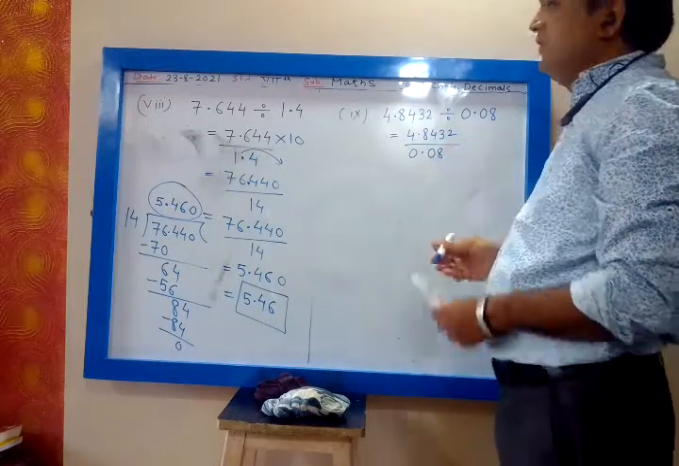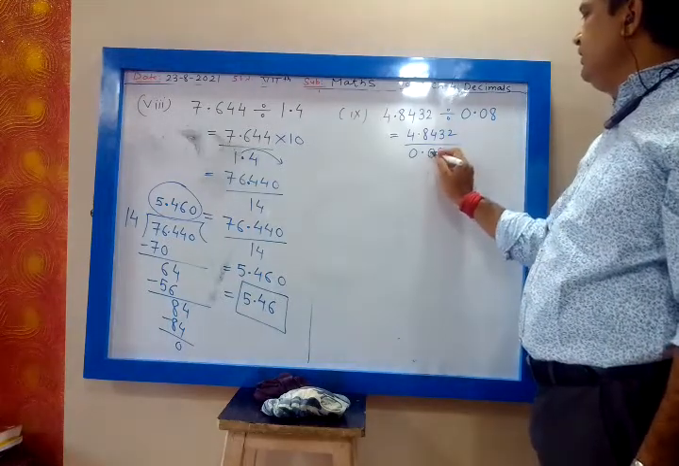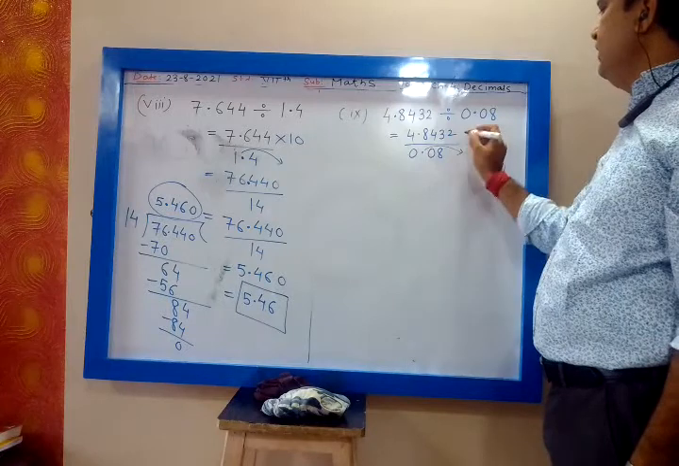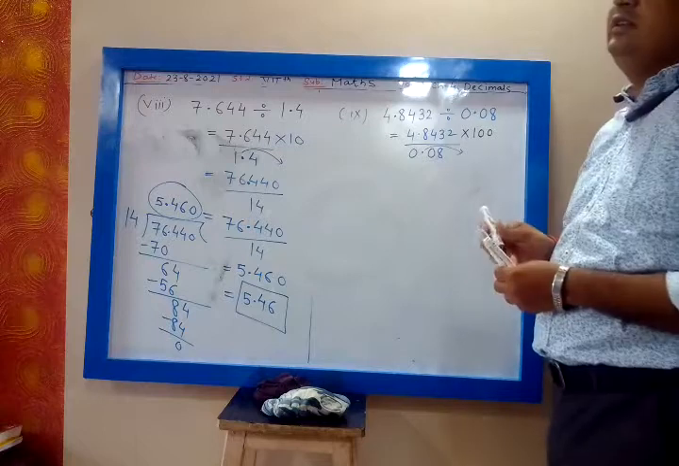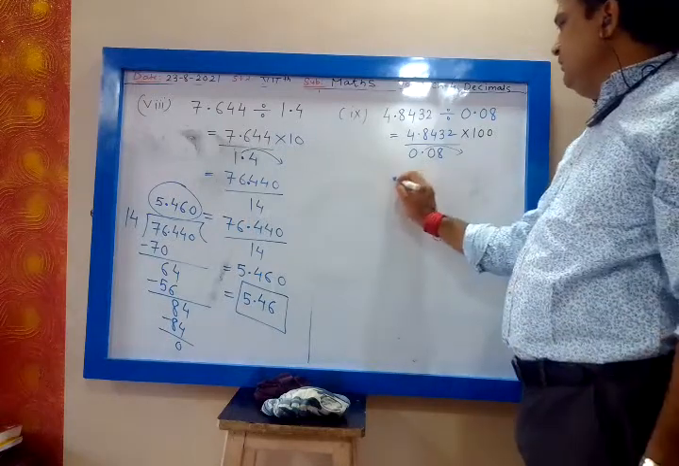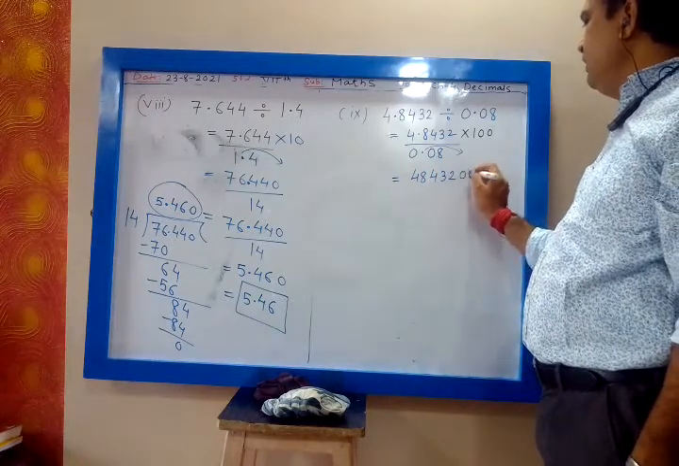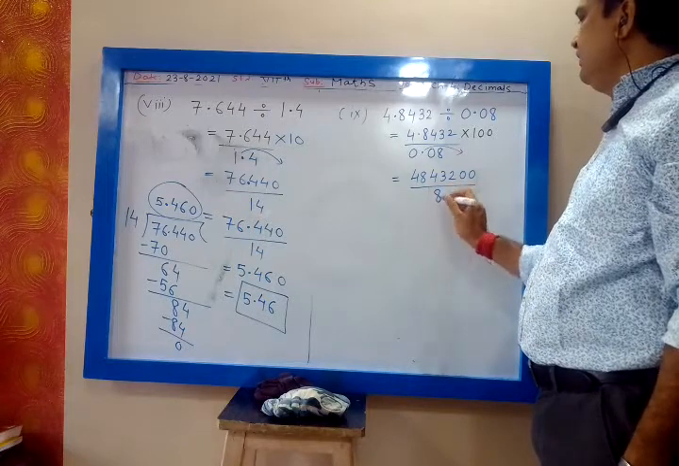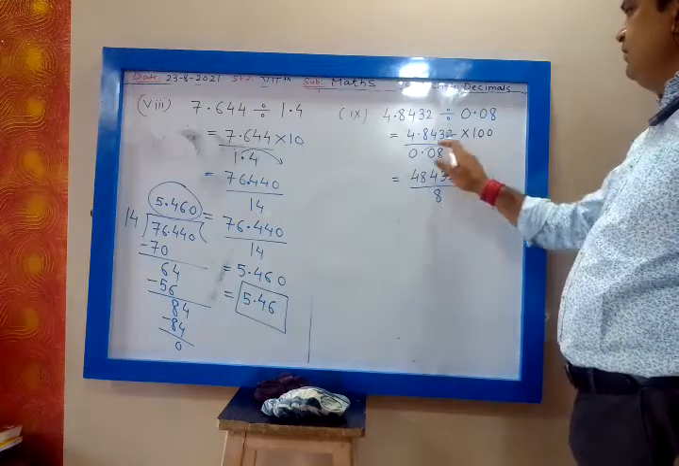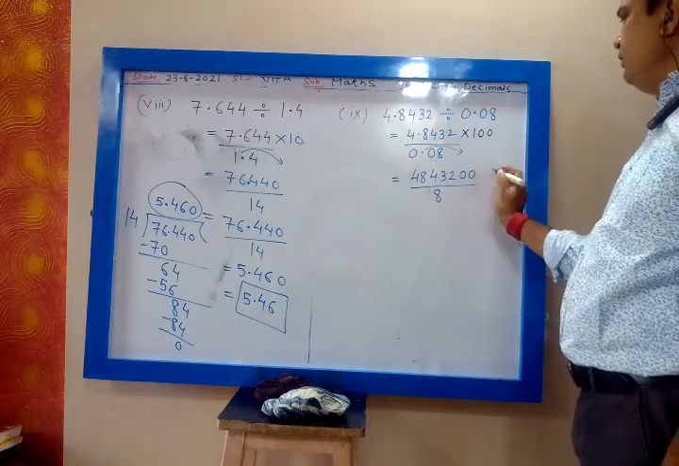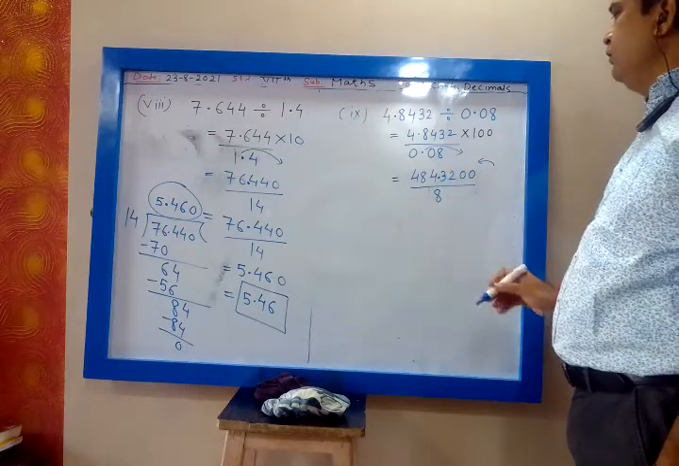Now you tell me, after the decimal how many digits are there? 2 digits. So when you remove the decimal, you have to multiply by 100, because after the decimal there are 2 digits, my dear. So this becomes 4843200 upon 008, which is the same as 8. Now place the decimal after 4 digits, 1 2 3 4. So move from the right, 1 2 3 4. So this becomes 484.32.